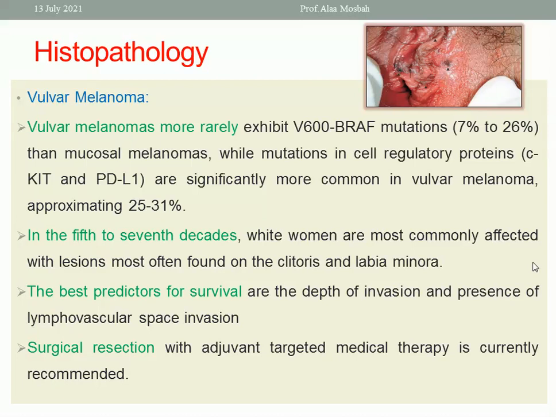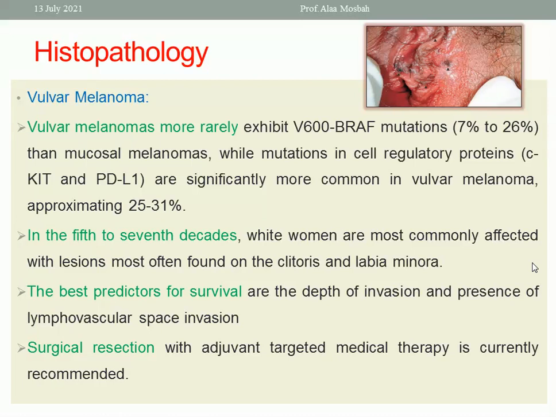This melanoma affects women in the 5th to 7th decade of life. White women are more commonly affected with this lesion. The most common sites in the vulva are the clitoris and labia minora. The best predictors for survival are the depth of invasion and the presence of lymphovascular space invasion. Surgical resection with adjuvant targeted medical therapy is currently recommended.